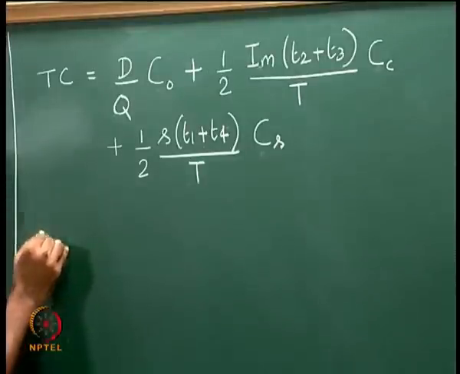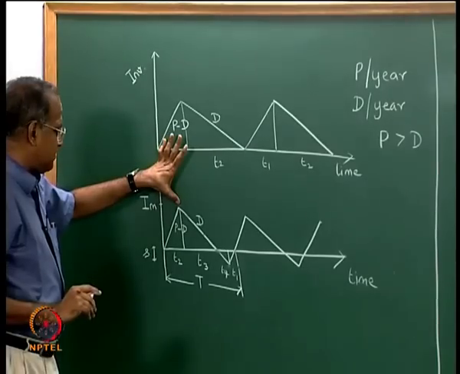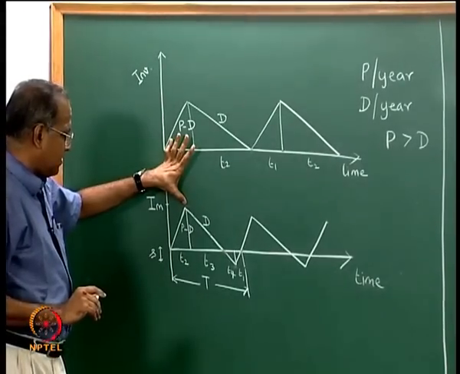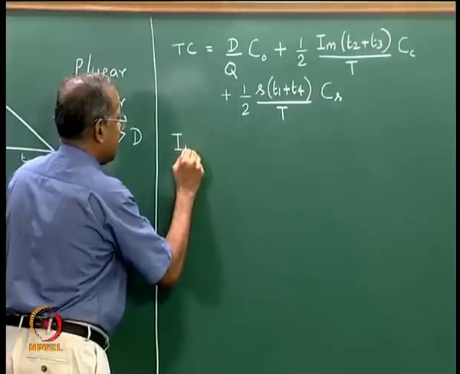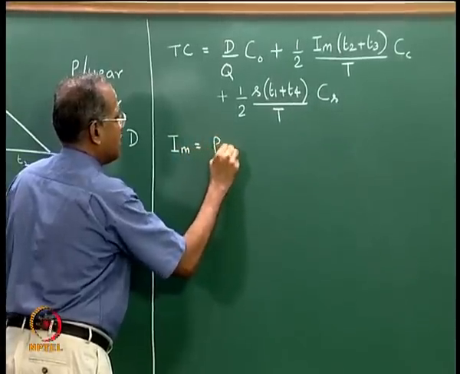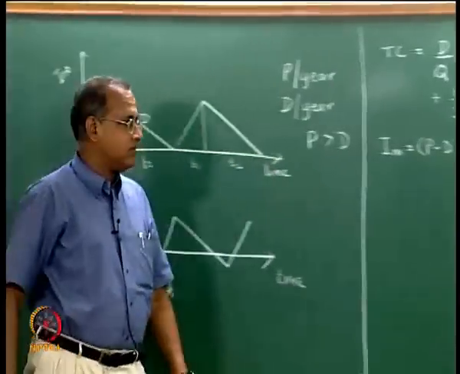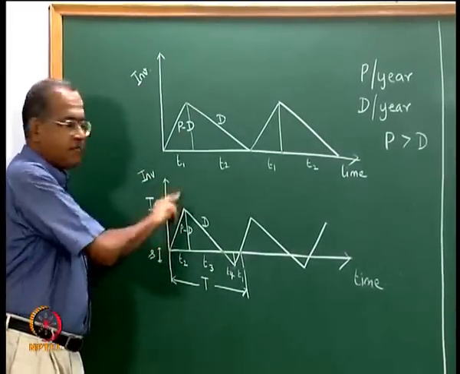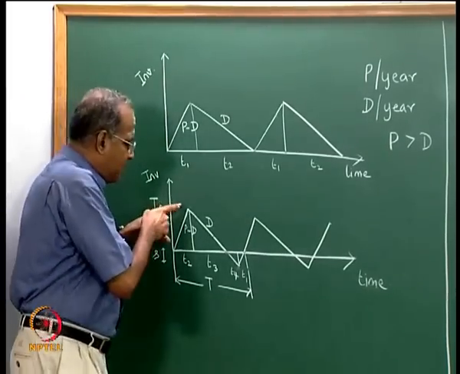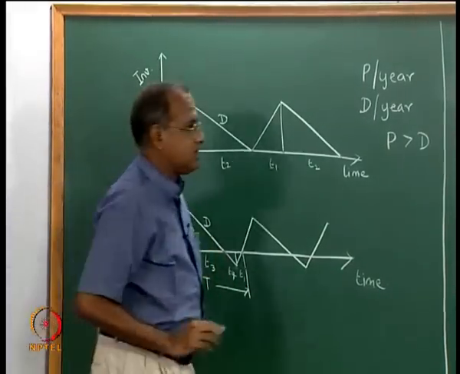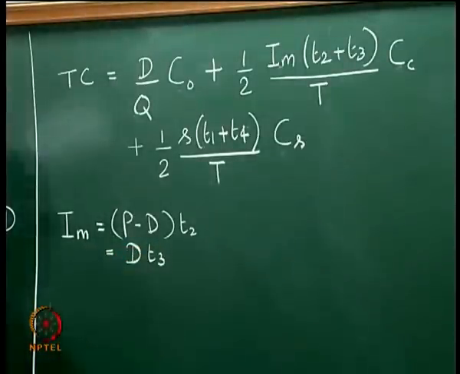Now, we have this quantity which is Im, which is the maximum inventory. Im will be P minus D into T2, because inventory grows at the rate of P minus D for a period T2, and the same Im is equal to D into T3 because it is consumed at the rate of D. So, D into T3.